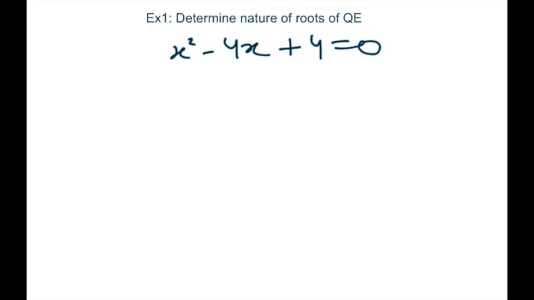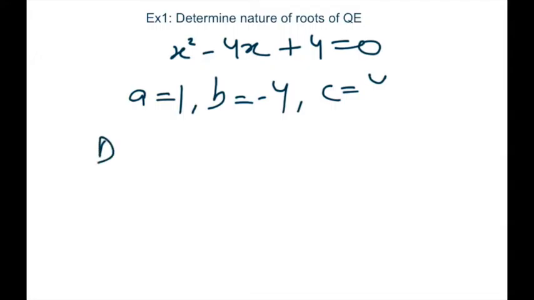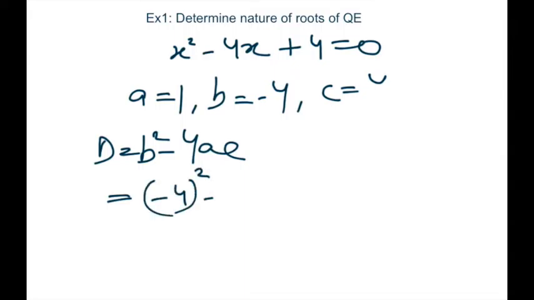Let's go through some problems on nature of roots. First example is determine the nature of roots of this quadratic equation. Let's quickly write down the values of a, b and c. A is 1, b is minus 4, c is 4. Therefore b square minus 4ac is minus 4 whole square minus 4 into 4 into 1, which is 0. Since d is 0, therefore roots of the given equation are real and equal.